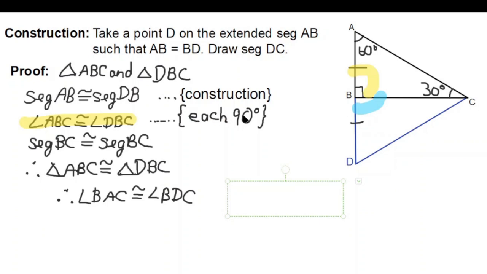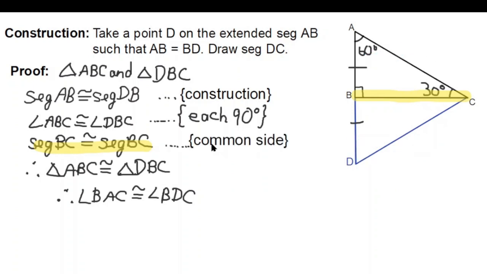So each angle is 90 degrees. Therefore, these two angles are congruent. Now the next step, segment BC is congruent to segment BC. See, it is there in both the triangles. Segment BC is part of triangle ABC, and this triangle also. The reason for this step is common side. This side BC is the common side in both the triangles, so it is congruent.